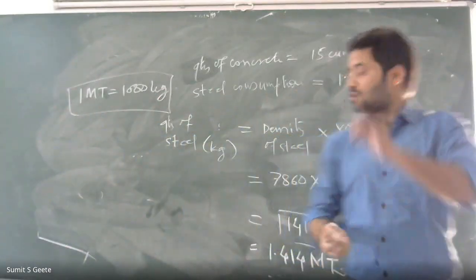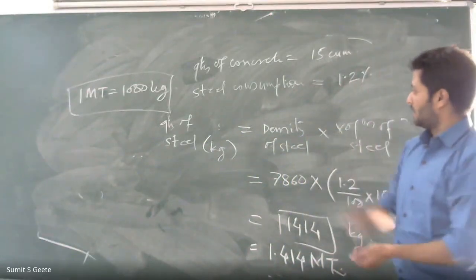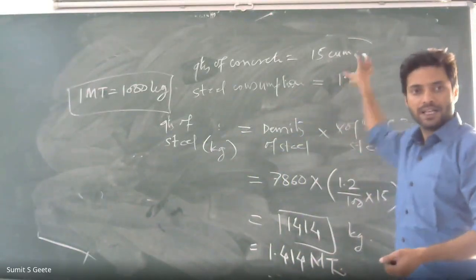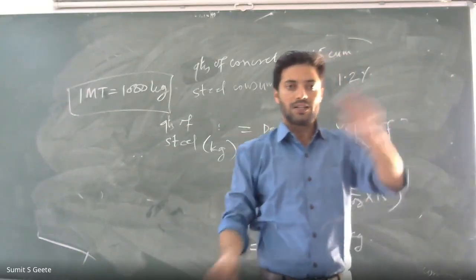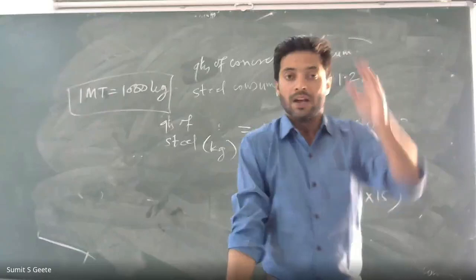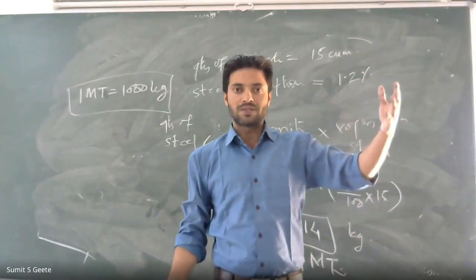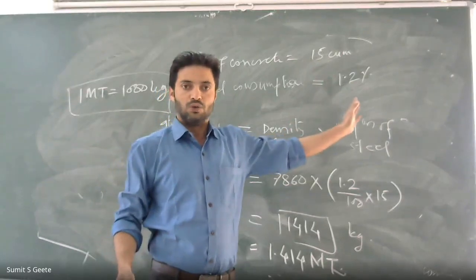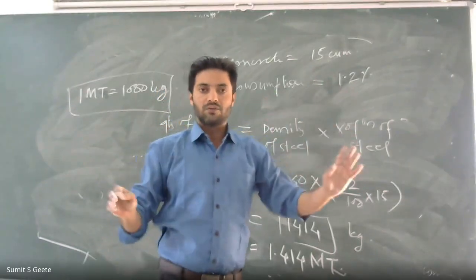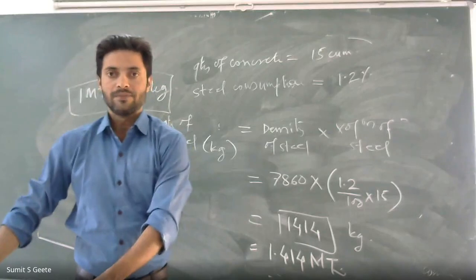So many times people give you the quantity of steel on the basis of percentage. On the basis of that percentage, your task is to find out the volume of steel. Once you get the volume of steel, that volume multiplied with density gives you the quantification. In this way, we are going to do the calculation. Is it okay?